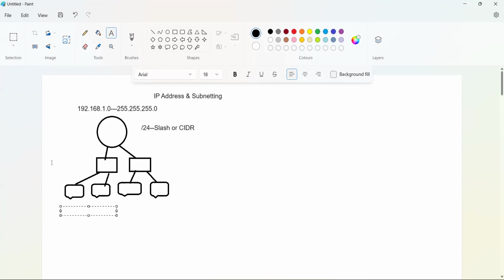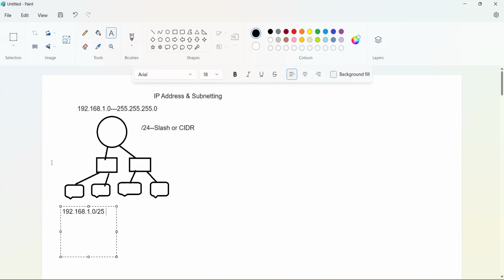We have a concept like 192.168.1.x, where you will give values, and the network starts from 0. I'll explain everything. I'm just giving a brief introduction to the slash value. The slash value is 25. How we get it, we'll discuss. Just be patient.